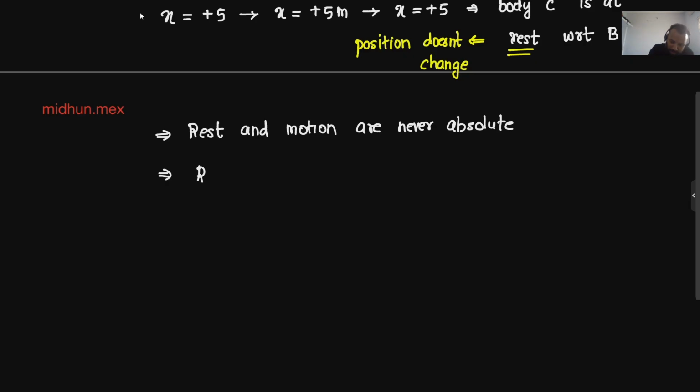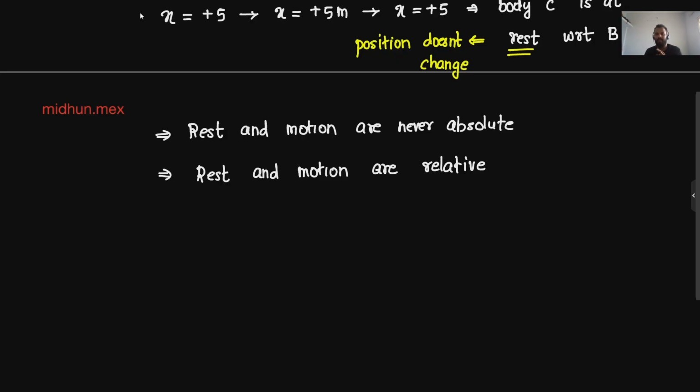Well, remember, rest and motion are relative. Rest and motion are relative in nature. That you should understand. Okay, so I think everyone understood up to here.